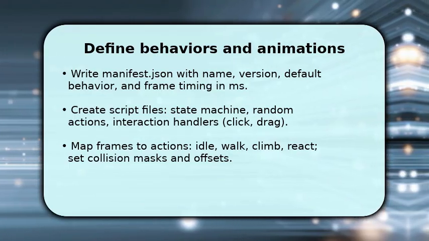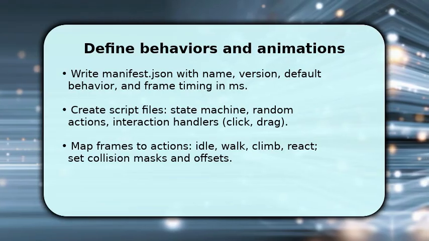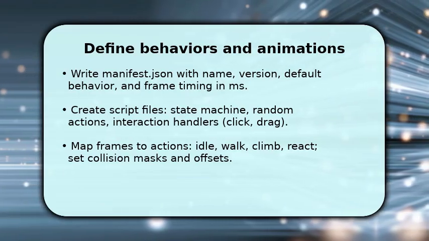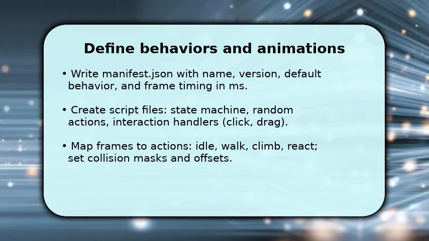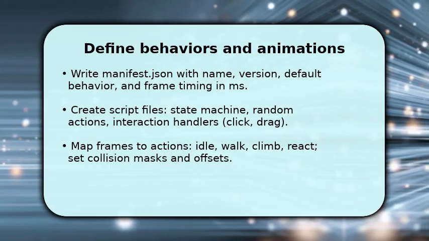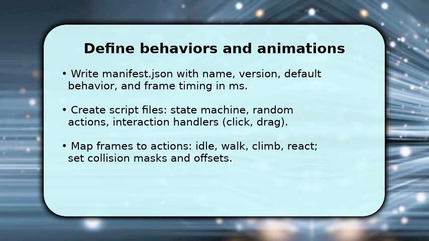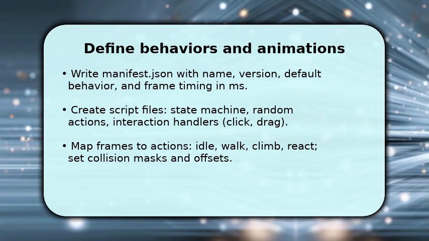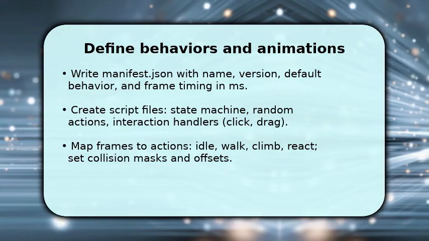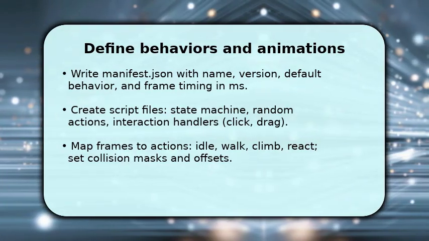Then author scripts that implement a simple state machine: idle, walk, climb, and add random timers so behavior isn't repetitive. Also hook interaction handlers for click and drag events. When a user clicks, transition to a reaction animation. Finally, set collision masks and pixel offsets so feet and hands align with the desktop.